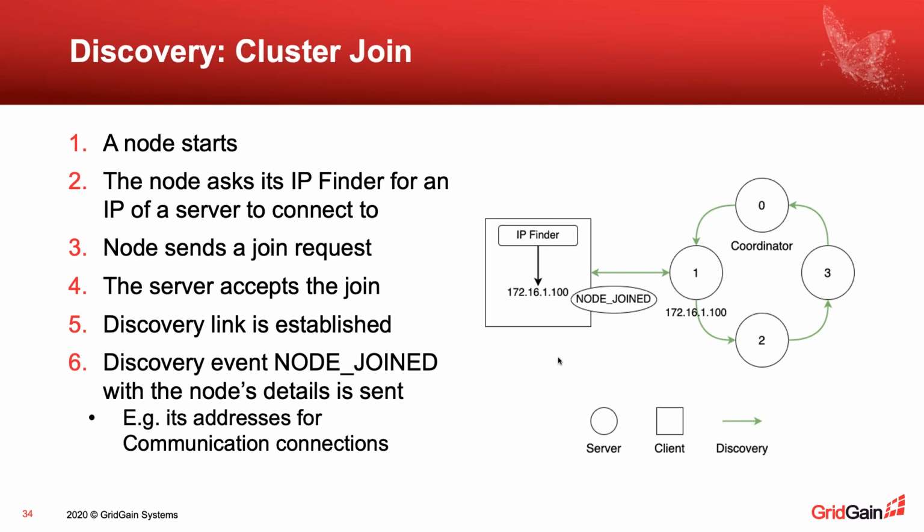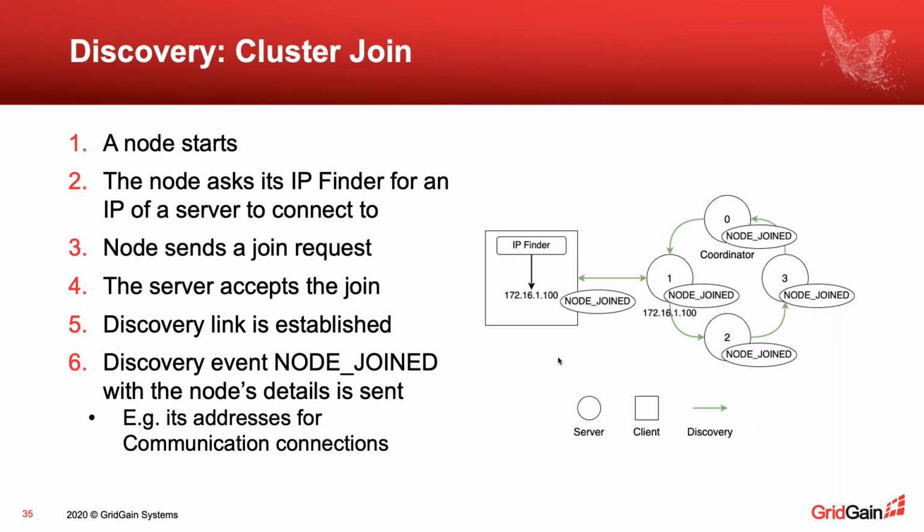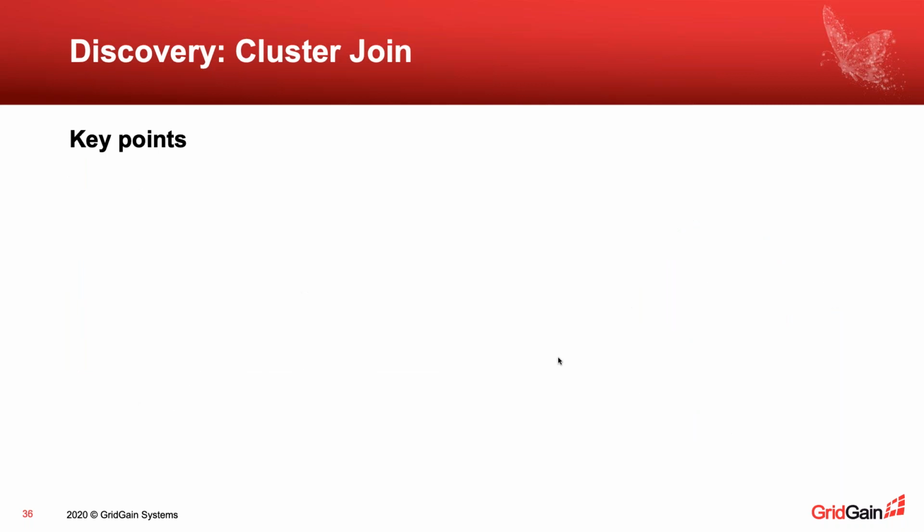There will be a node joined event generated, which will be distributed across all of the nodes in the same fashion which we have already discussed. And that's how all of the nodes will know that there is a new client and they can communicate with it. And after that, the client will also get information about all of these nodes, also over the discovery link. And after that, it will be able to establish communication connections and do some actual work.